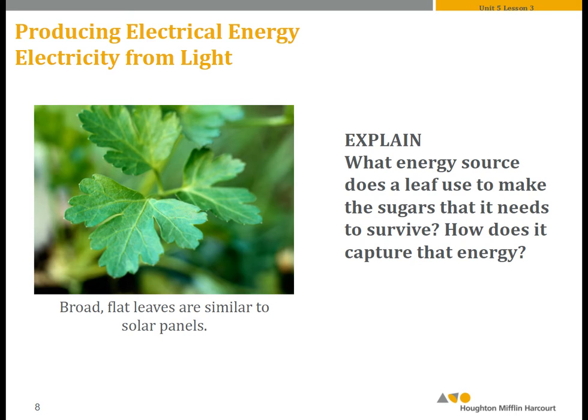And so sugars are like the batteries of plants. Plants use sugars the same way that we use batteries.